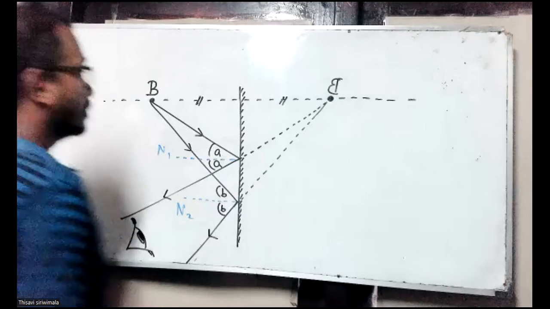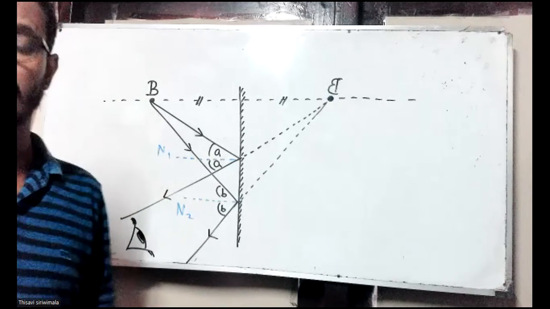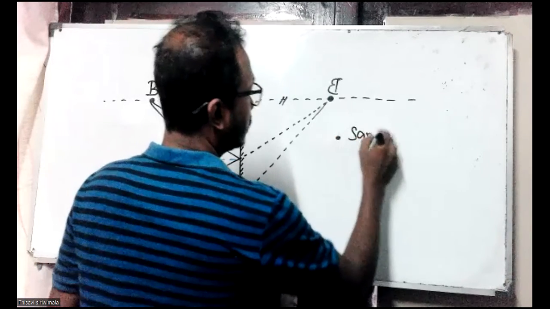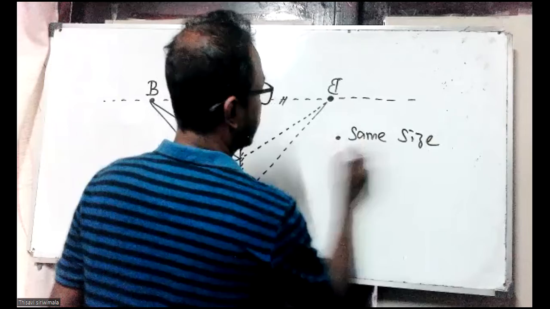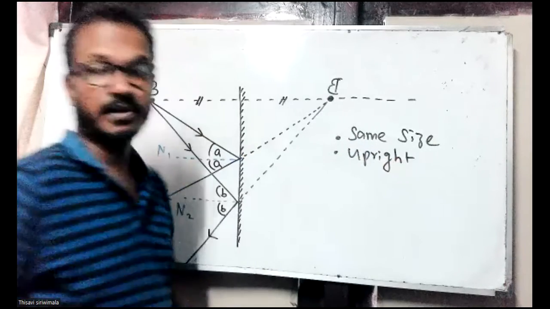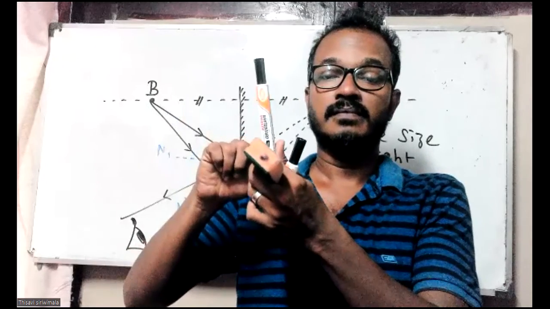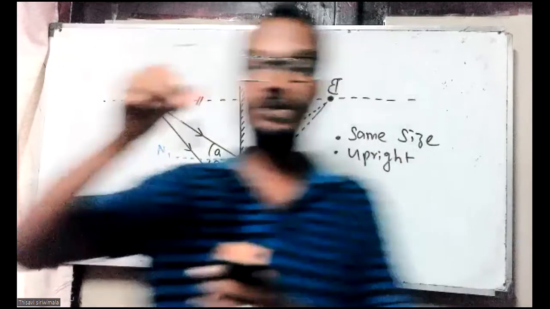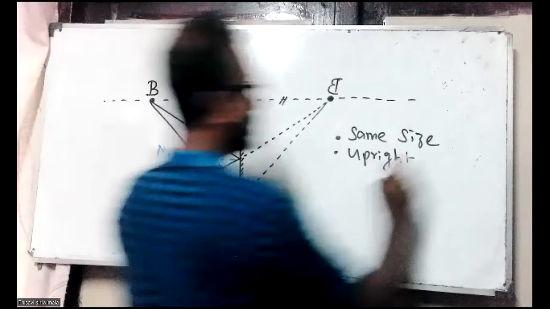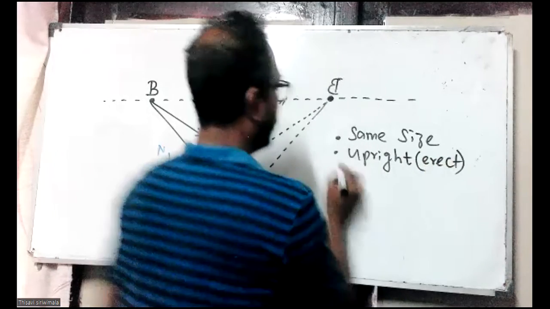And again, there are certain properties for the image also. Now these are the properties. The first one: the image size will be equal to the size of the object. We call it same size. Then it is upright. So when you are standing in front of the mirror, this is the head, this is the legs, the image is not going to be inverted upside down. It ends up upright, or else both words are used, upright or erect.